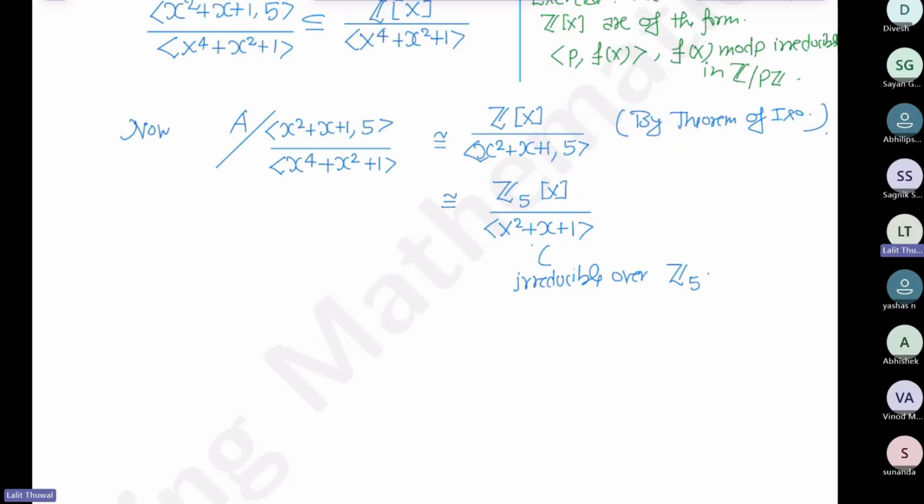Okay, so do it. Now this is a PID, and this is an irreducible element. I need that. The ideal generated by an irreducible element is maximal in a PID, right? So this is a field. And a field with how many elements? 25 elements, right. A field. Easy to verify, check.